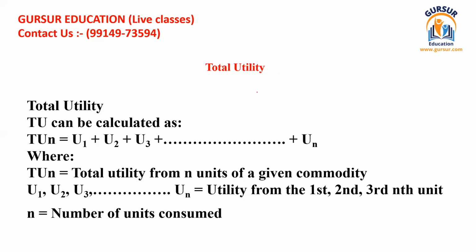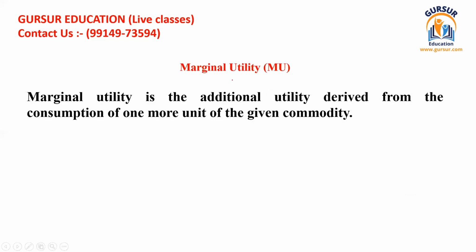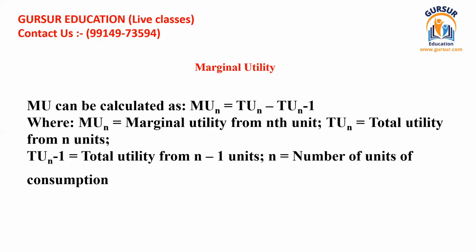And when you eat the second one, you get the total utility from the two units consumed. When you subtract the total utility of the first unit from the total utility of both units consumed, that utility is known as your marginal utility. So marginal utility is the additional utility derived from consumption of one more unit of a given commodity.